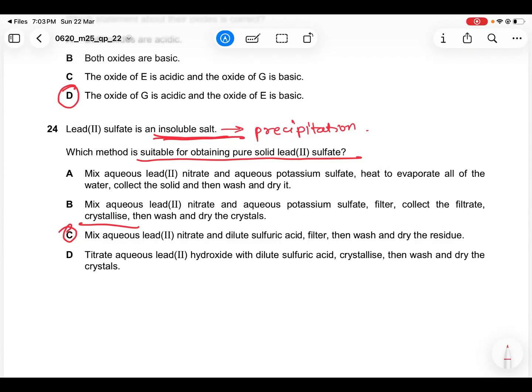So option C is correct, where we always mix two soluble aqueous solutions, and when they react we just filter them out, and the product which we get is the residue. We just have to rinse the residue and dry that.